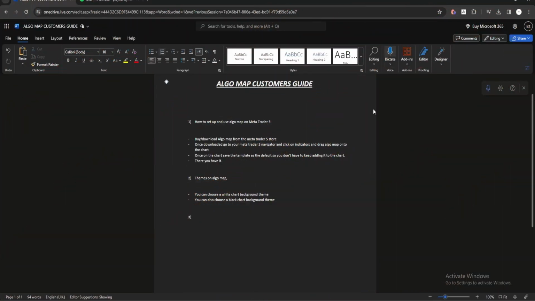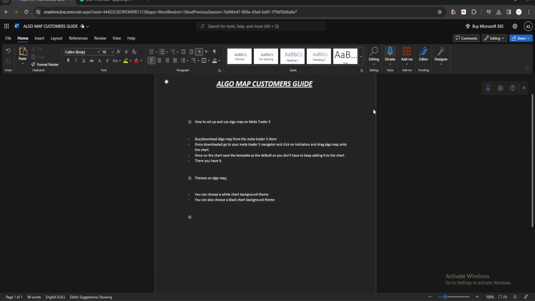What's up, people? So I'm basically doing the guide right here, and I'm on number 1, how to set up and use Algo Map on MetaTrader 5. So buy/download Algo Map from the MetaTrader 5 store. That's the first thing you need to do, otherwise you can't get access to it. Once downloaded, go to your MetaTrader 5 navigator. This is in your terminal, by the way, and click on indicators. That'll pop up any indicators that you've installed from the marketplace, and drag Algo Map from that, because once you click download, it should be there.